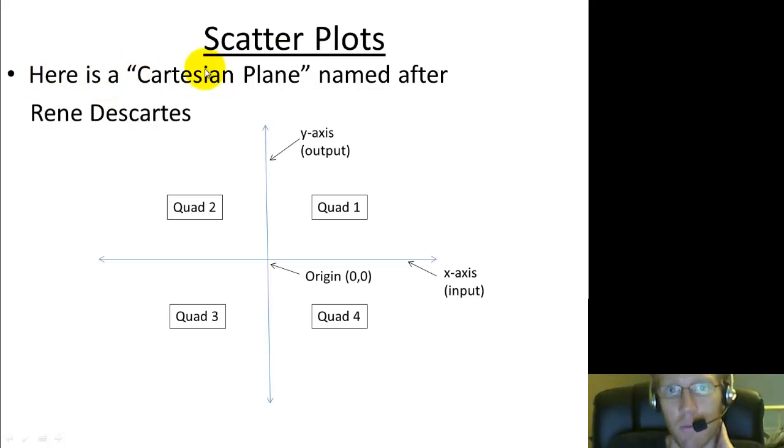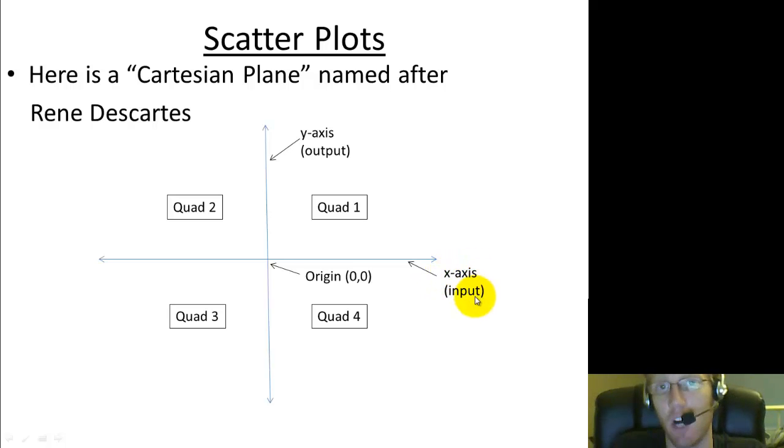So we plot our points on a Cartesian plane, which is named after mathematician René Descartes. And it has two perpendicular axes. The vertical axis is usually called the y-axis, and this is for your output. And the horizontal axis is typically called the x-axis, and this is for your input.